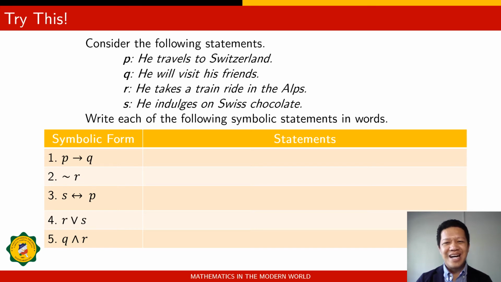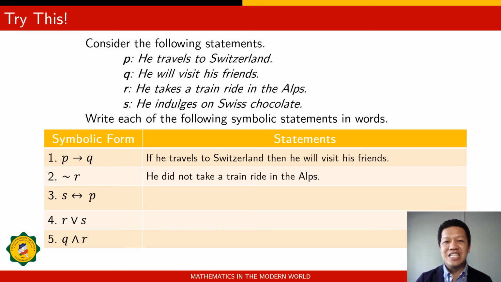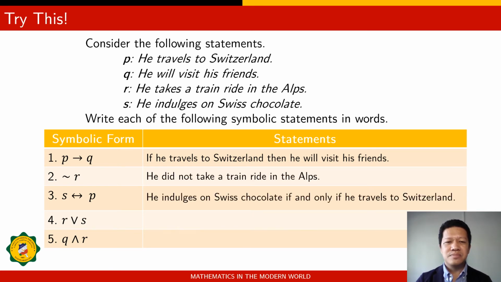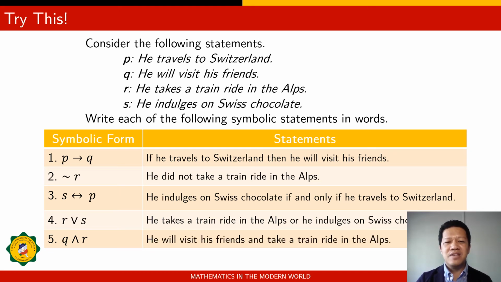Let us now check your answers. For number one, the answer is if he travels to Switzerland, then he will visit his friends. For number two, he did not take a train ride in the Alps. For number three, he indulges on Swiss chocolate if and only if he travels to Switzerland. 4. He takes a train ride in the Alps, or he indulges on Swiss chocolate. And number 5, he will visit his friends and take a train ride in the Alps.